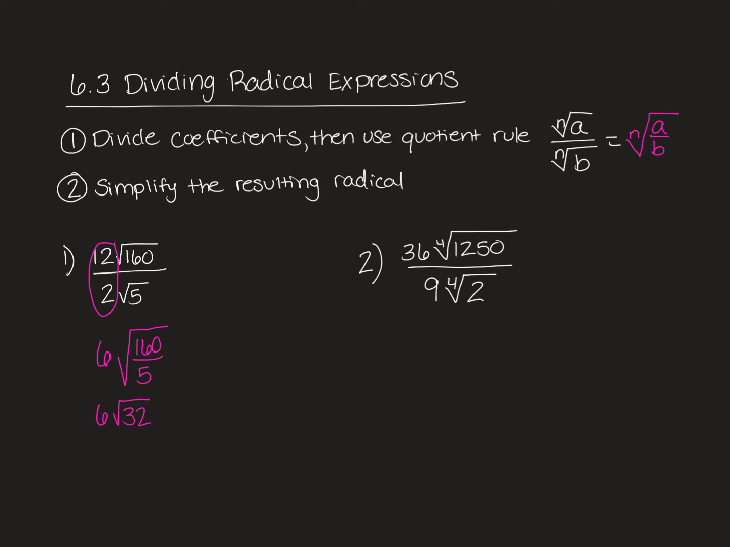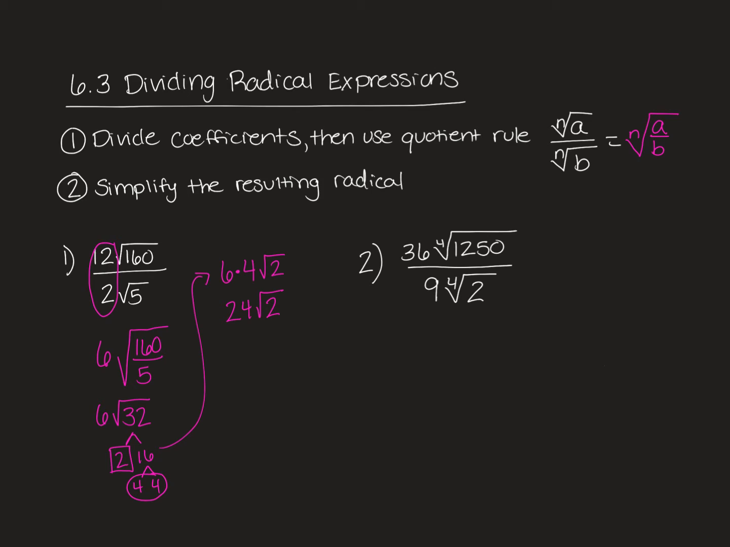So we will have 6 square root of 32. Then you simplify your resulting radical. So break down 32. You get 2 and 16, and then 4 and 4. So groups of 2, and then this guy's left over. So the resulting radical, I'm going to move it up here, we have 6 times 4 square root of 2. Well, 6 times 4 is 24, so we get 24 square root of 2. Let's look at another one.